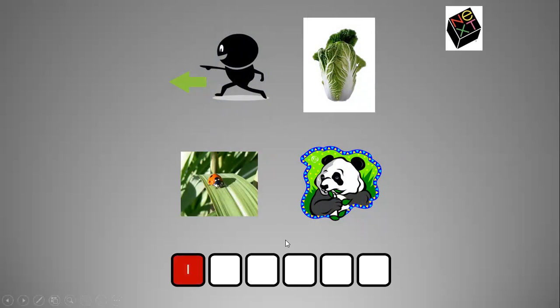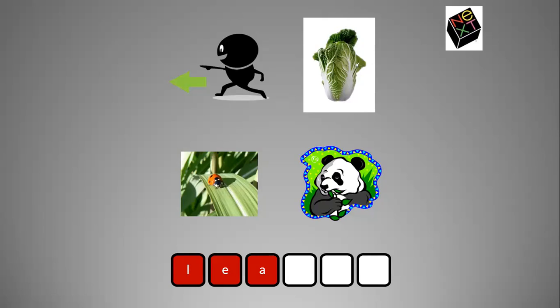No. Not green. Another one. Another idea, everybody? The first letter is E or L? L. It's an L. Maybe it's lettuce. Lettuce. No, I don't know. It's not lettuce. Any other word? Or any other idea that you have?